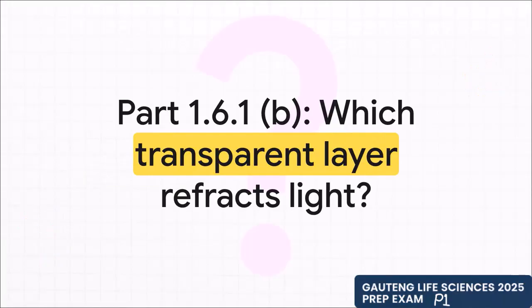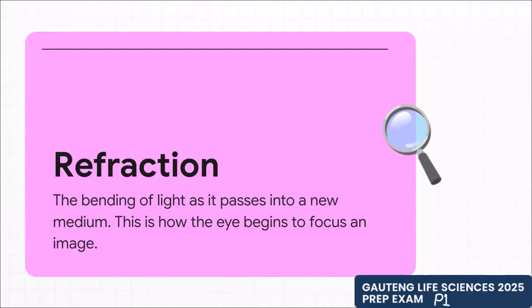All right, next question. We're looking for a part that's transparent and refracts light. Again, let's lock down that key term. What does refract even mean? Refraction is just a fancy word for bending light. It's the first and most powerful step in focusing an image. So the question is really asking, what's the clear layer at the very front of the eye that does all the heavy lifting when it comes to bending light?